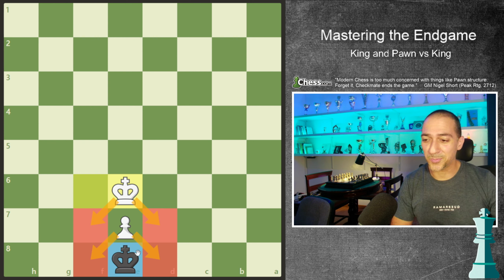So I hope you're understanding the concept. It's quite easy. We've already talked about the square rule. We've seen how to win the game with king plus pawn against king. And now we've seen a draw, the first draw, because I want to show you an exception.